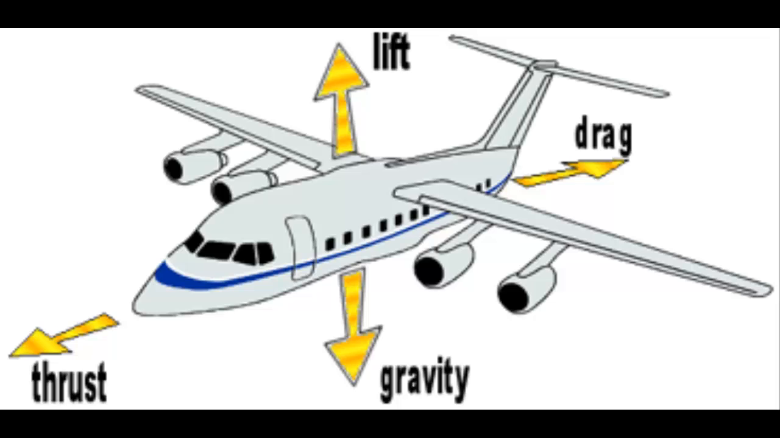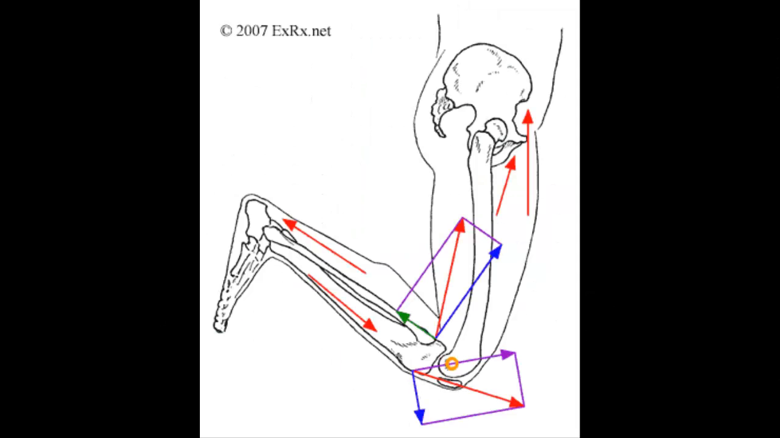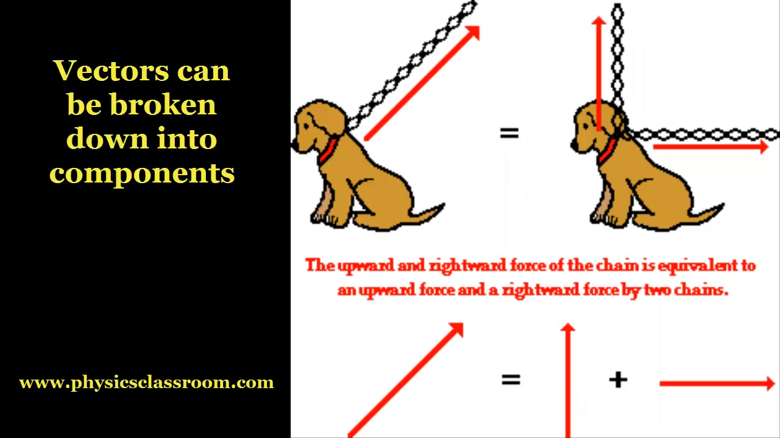And you can see some of the four main forces on an aircraft here. Here's an example of a series of vectors that show the stresses on the different joints in the body under exercise. You need to be able to find the horizontal and vertical components of those vectors to be able to add and subtract them. And all vectors can be broken down into their components.